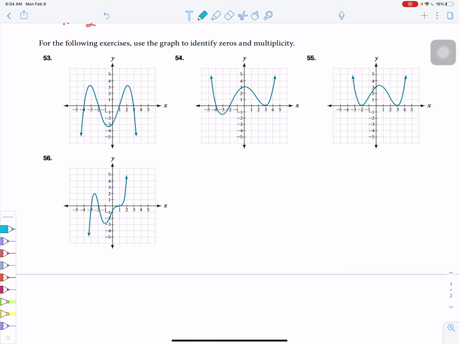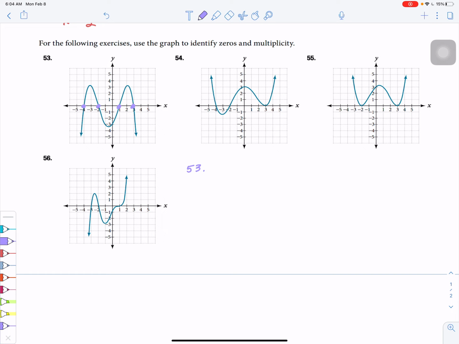In number 53, we want to use the graph to identify the zeros and the multiplicity. So these are, once you get the hang of these, I think you'll really like these. In 53, I like to start from left to right. So I'm just going to put 53 here and then maybe just work. So I see negative 4, negative 2, 1, and 3. Okay?